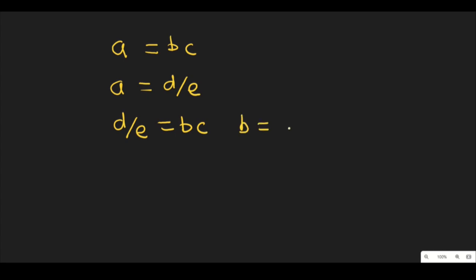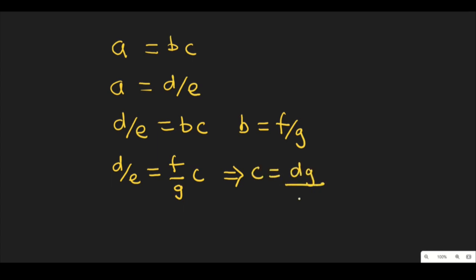Now we've assumed that B is also rational, so we can write B equals F over G, where F and G are both integers. Now we could set D over E equal to F over G multiplied by C, and we can rewrite that as C is equal to D multiplied by G divided by E multiplied by F. Now DG and EF are both themselves integers, and therefore it follows logically that C must be a rational number.